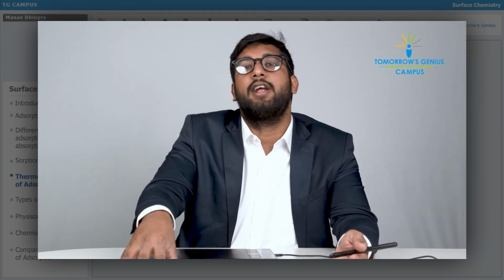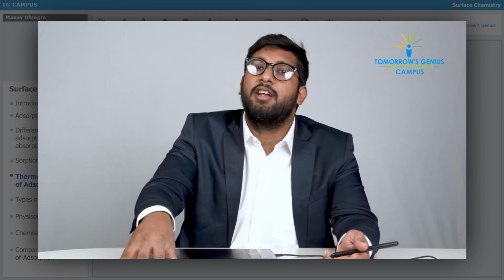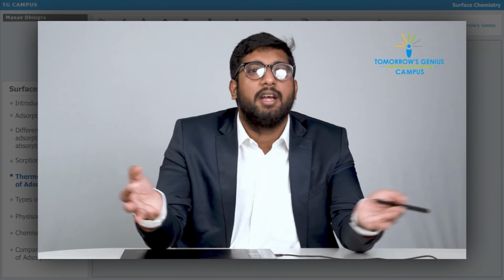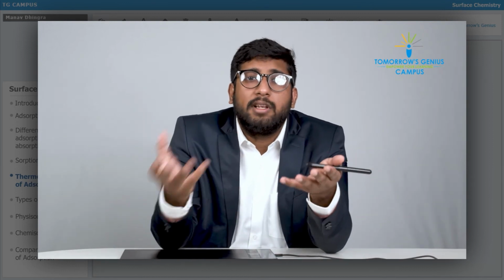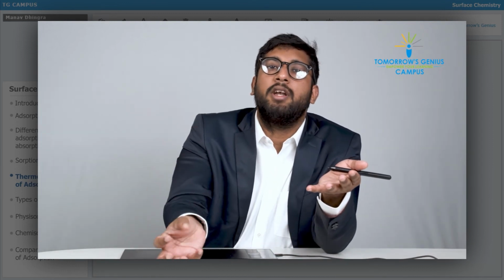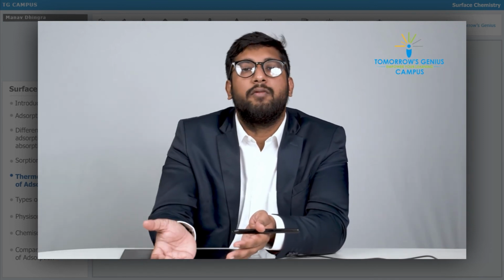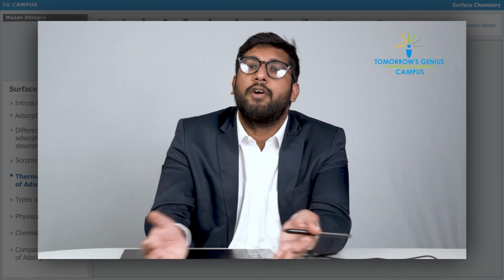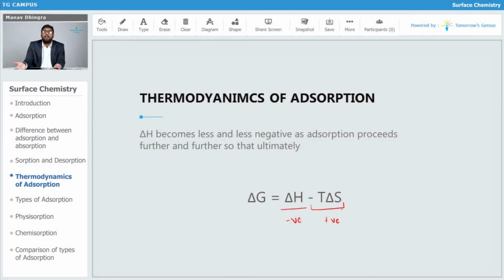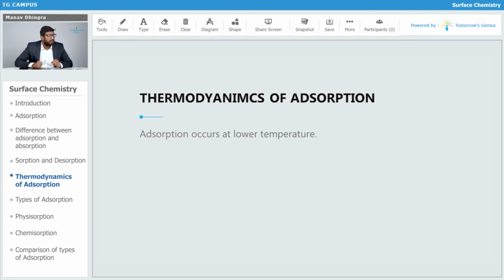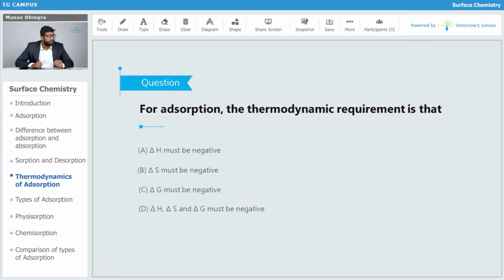That is why your delta H is becoming less and less negative, because there are no attractive forces. Attractive forces will only be there when adsorbent and adsorbate come together. But if the vacant sites are not there, adsorbate will not come to adsorbent. No force of attraction, no heat release. That is why delta H will be decreasing. So adsorption occurs at lower temperature. This thing we have established, that adsorption should occur at a lower temperature.